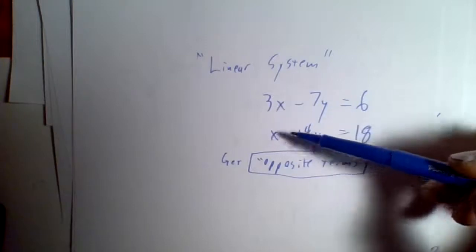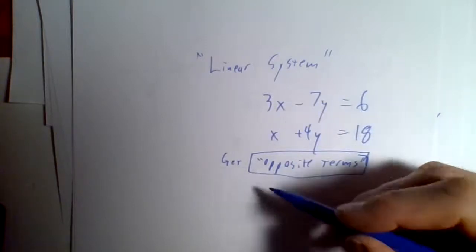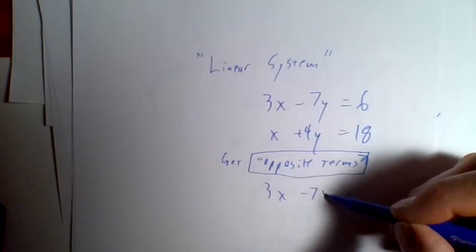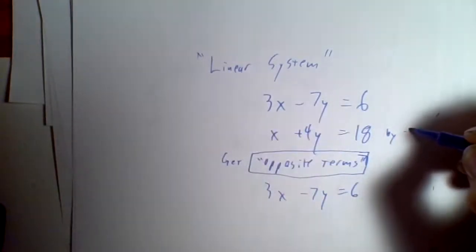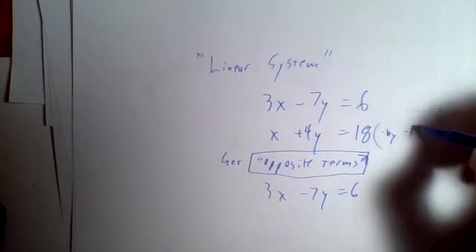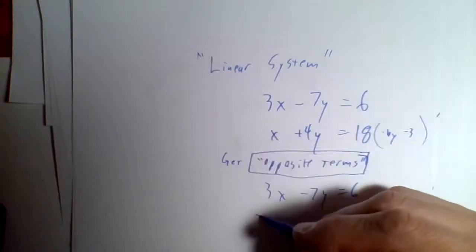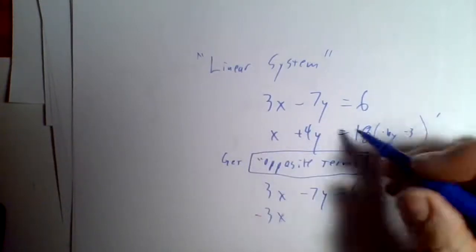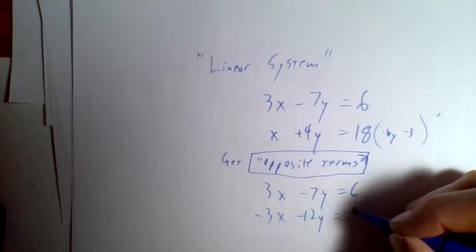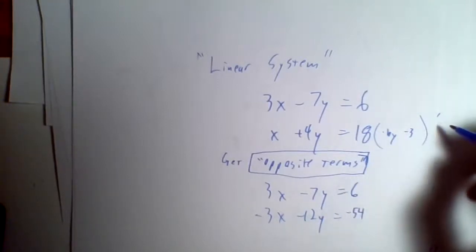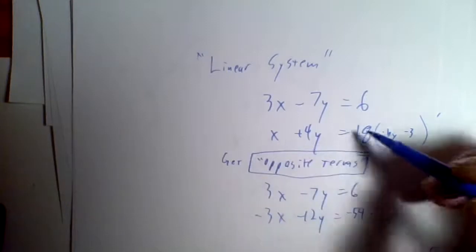I'll make this into 3 and negative 3. So my first equation, I'm just going to keep it like it is. And the second equation, I'm going to multiply by negative 3, because that gives me a negative 3x. I have to do every term by negative 3. So that's now negative 12y, and that's now negative 54. So I multiplied everything there by negative 3.